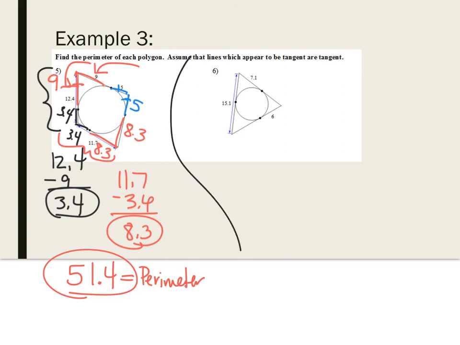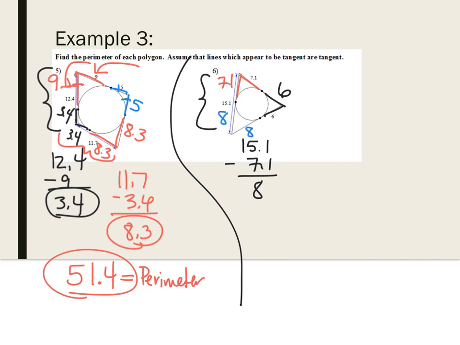Let's look at number 6. Do all of your ice cream cones and then add your way around. Here's an ice cream cone, the 7.1 one. Here's one in 6s. That's a 6, that's a 6, and then you need to start subtracting. On this side, go 15.1 minus 7.1. You'll get an 8, which gives you another 8, and that means we're done actually. Add 8, 8, 6, 6, 7.1, 7.1. I've got for a perimeter 42.2 units.